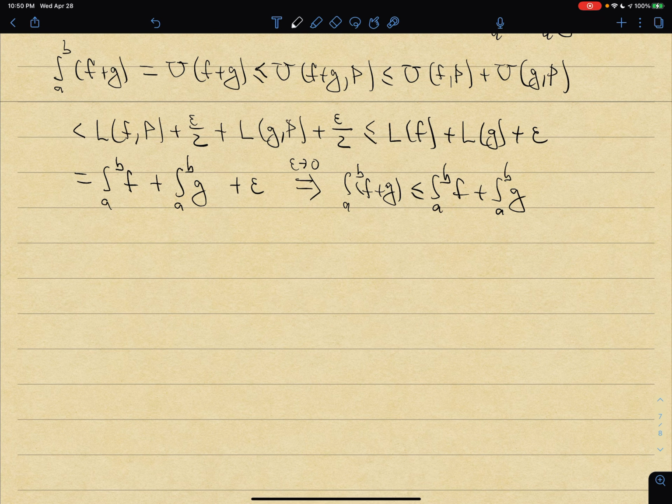Okay, so it's just a half of what I wanted to show, because I want to show that both sides of this last inequality are exactly the same. So to make them the same, I have to prove the opposite inequality, that the integral of f plus g is greater or equal than the sum of two integrals. And I can try actually exactly the same approach as I did above.